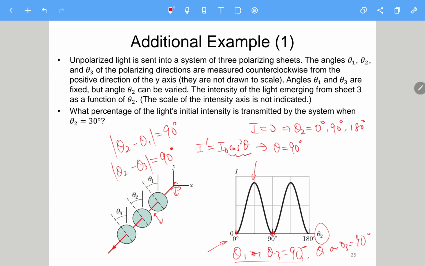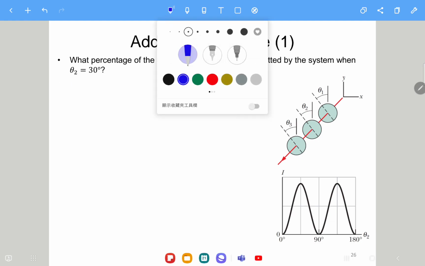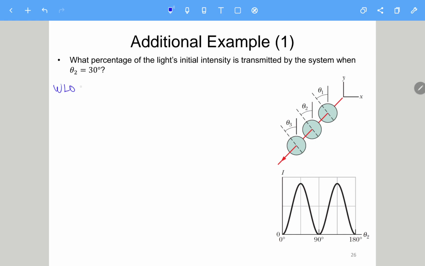So in this case, based on this observation, we know that I is 0 when theta 2 is 0 and 90 degrees, which means that one of theta 1 or theta 3 should be 0 degrees and one of them should be 90 degrees. So here, without loss of generality, we can let theta 1 be 0 degrees and theta 3 be 90 degrees.